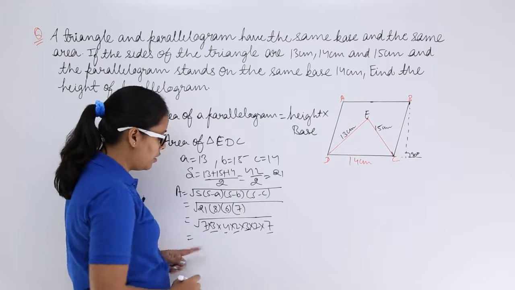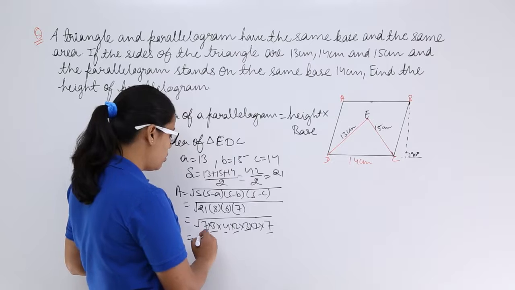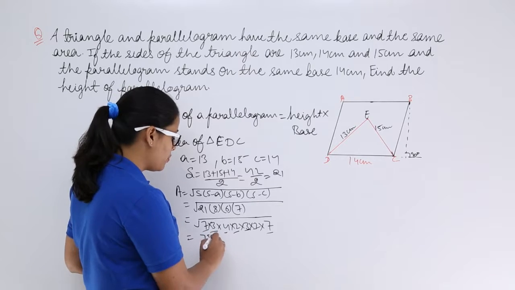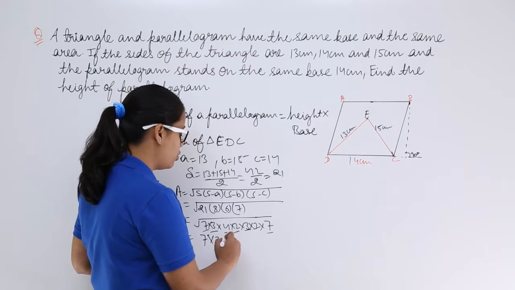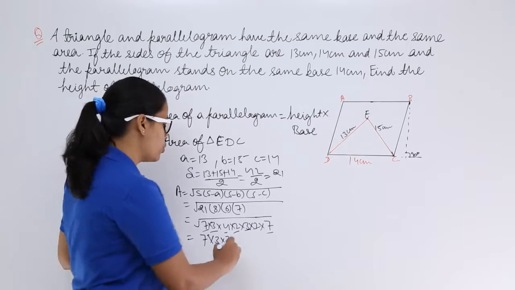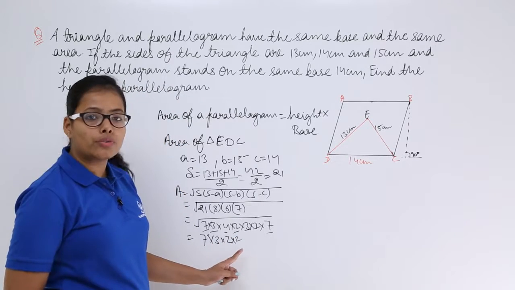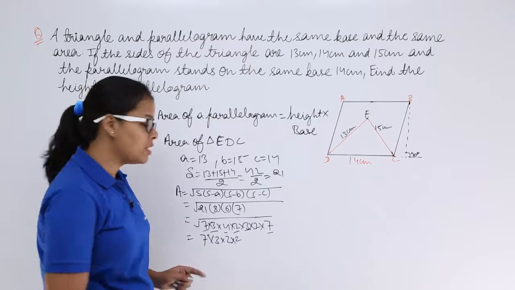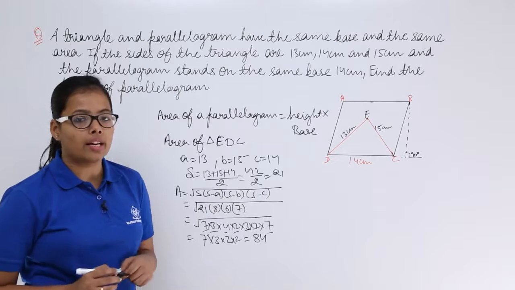So here there is 3 and 2, 3 and 2, and 4, 7, 7. So what can you see here? There is 7 square inside the bracket, inside the under root. So 7 will come out. 3, there are two 3s, 3 will come out. There are two 2s, 2 will come out, and this is 4. You can write 4 as 2 into 2. So 2 will come out. Now 2 into 2 is 4. 4 3s are 12. 12 7s are 84. So this is the area of a triangle.